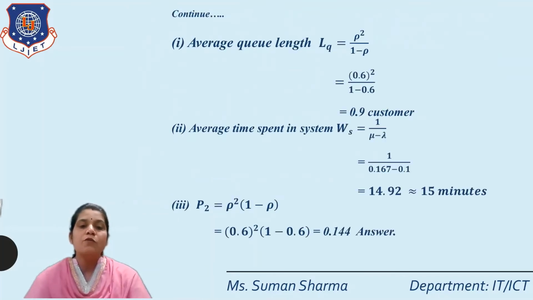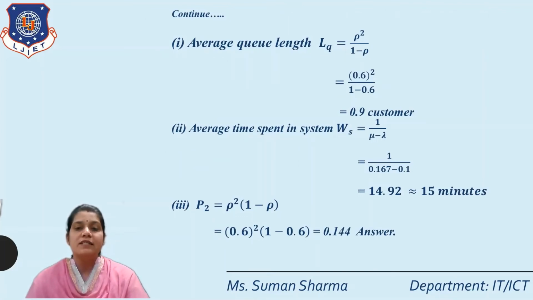That means 0.166. So we consider 0.167. So the value of WS is equal to 1 upon 0.167 minus 0.1. So solve this step and we get the value of 14.92. Okay, so this is the average time spent in system WS. So we write the approximate value 14.92, that means 15 minutes.